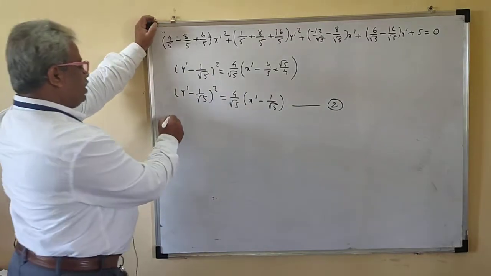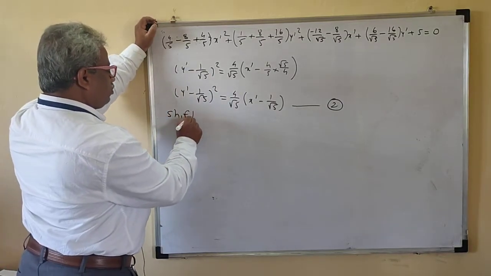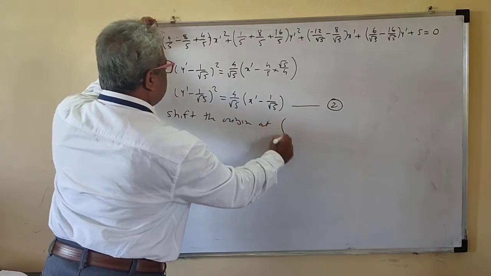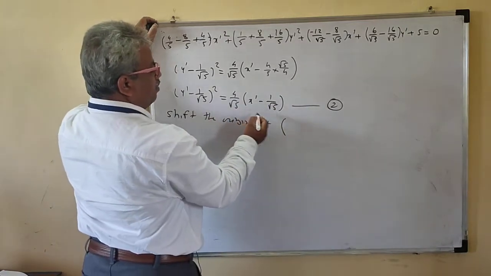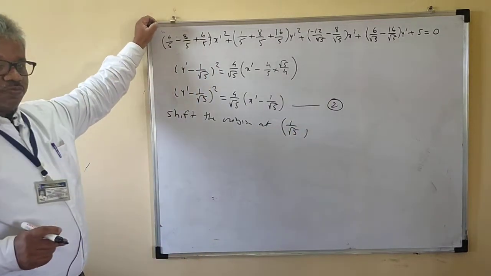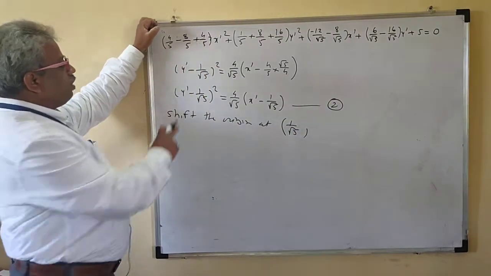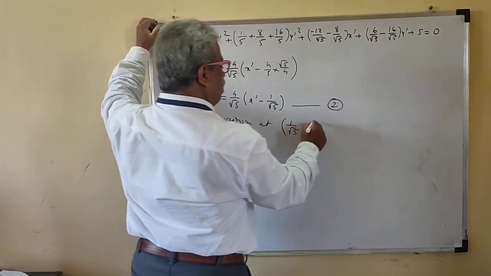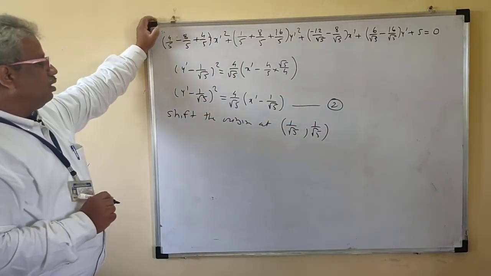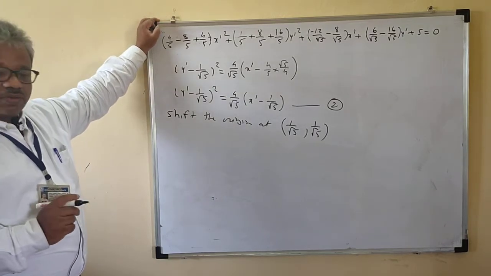Shift the origin at. Your x is what here? Here x prime is here. So root 5. And y here, what? Minus is there. So you have to change the sign of that one. If here plus, then you have to change the sign. Shift the origin at this.